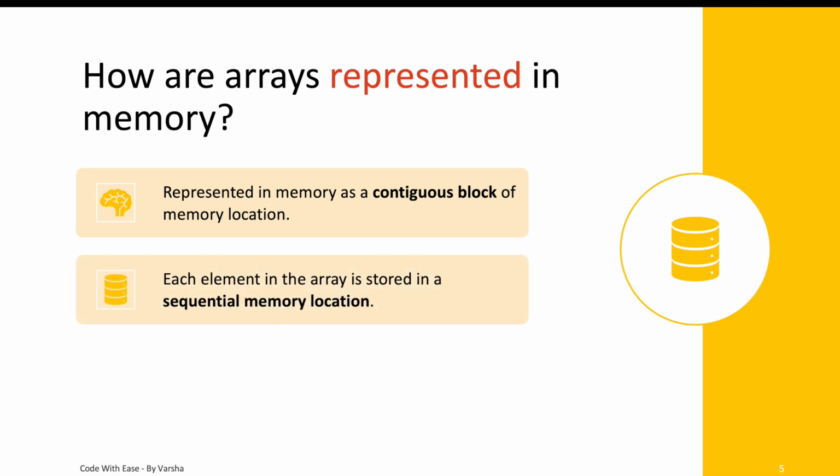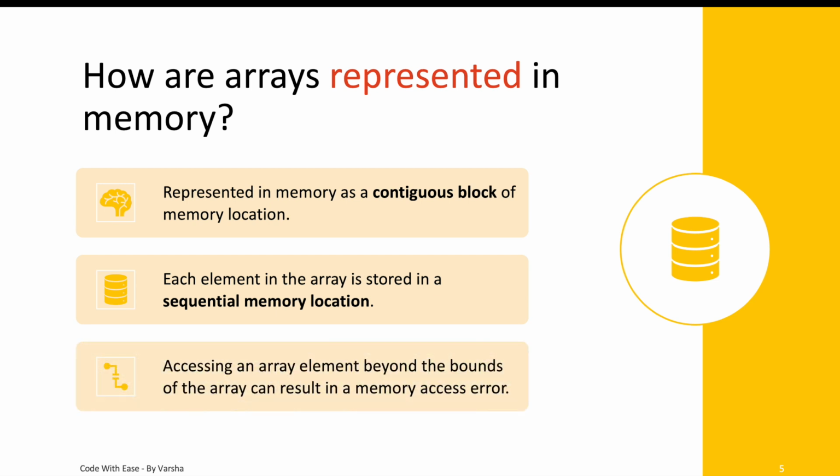And every element in the array is stored at a sequential location. So these keywords are very important: contiguous block of memory, sequential memory location. When we are able to pinpoint these keywords, when we see the diagram in which we will explain, then it will become even clearer. And thirdly, when we are trying to access an array element, if it is beyond the limits of the array, it can result in some errors and exceptions.